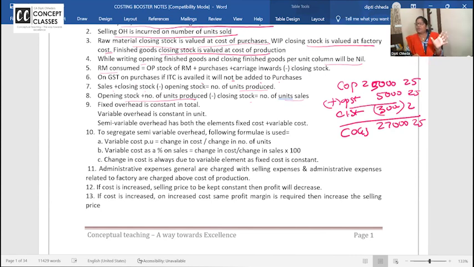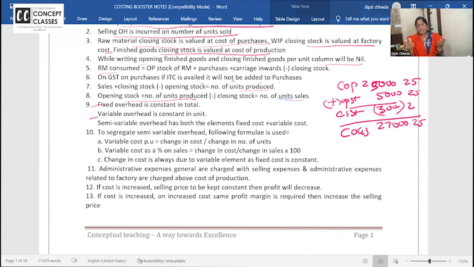In cost sheet, fixed overhead is always constant in total. Variable overhead is always constant per unit. The moment your production increases, your variable overhead total will increase because per unit is constant. Fixed cost is constant in total. If you produce 25,000, 1 lakh. If you produce 2 lakh, 1 lakh. So fixed cost is constant in total. Variable cost is constant per unit. And semi-variable cost you have to segregate.